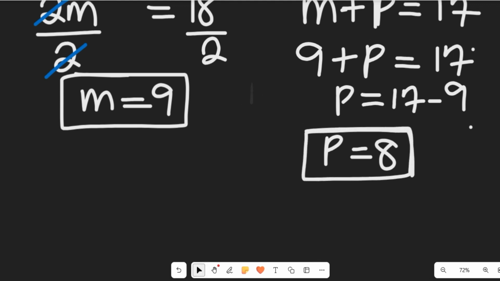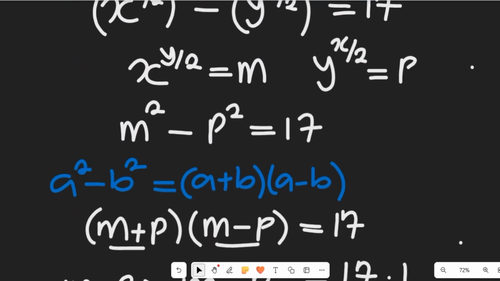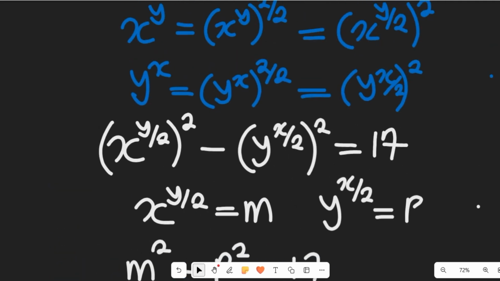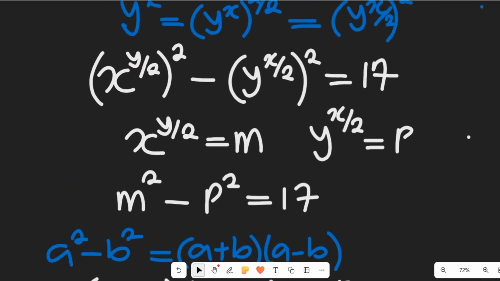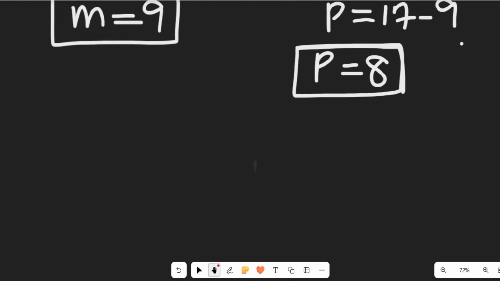Now, that one no be our answer because remember, we say for this expression that x to the power of y divided by 2 na equal to m, and y to the power of x divided by 2 na equal to p. And the main equation say make we find the value of x and y. So make we go back to that two expression. We will substitute that thing.